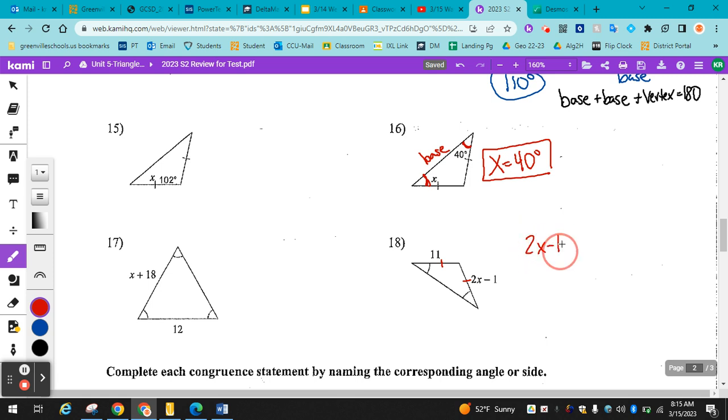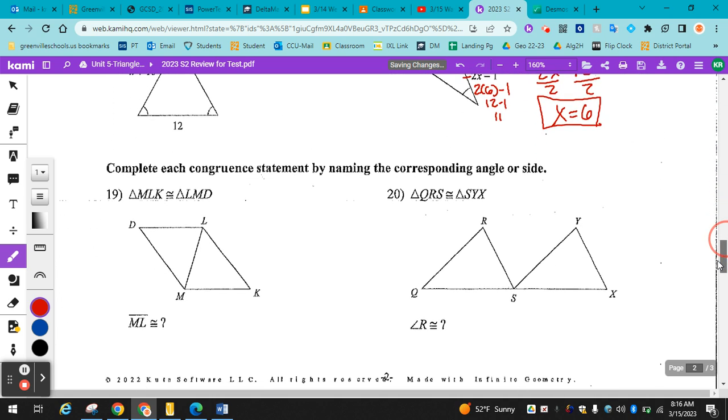So 2x minus 1 equals 11. So 2x equals 12. When you add over 1, divide by 2, x equals 6. So x would have to be 6. So if it was 6, 6 times 2 is 12, and 12 minus 1 is 11. So that's how they equal. So if x is 6, those sides are equal because your legs are equal. Okay.